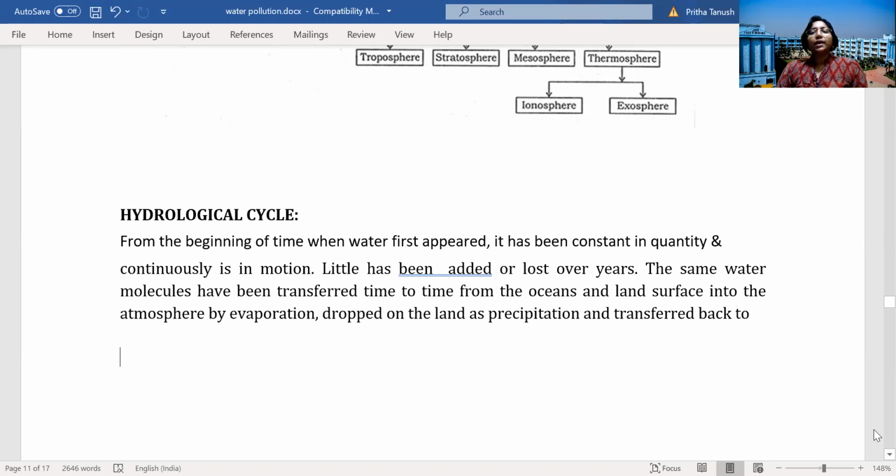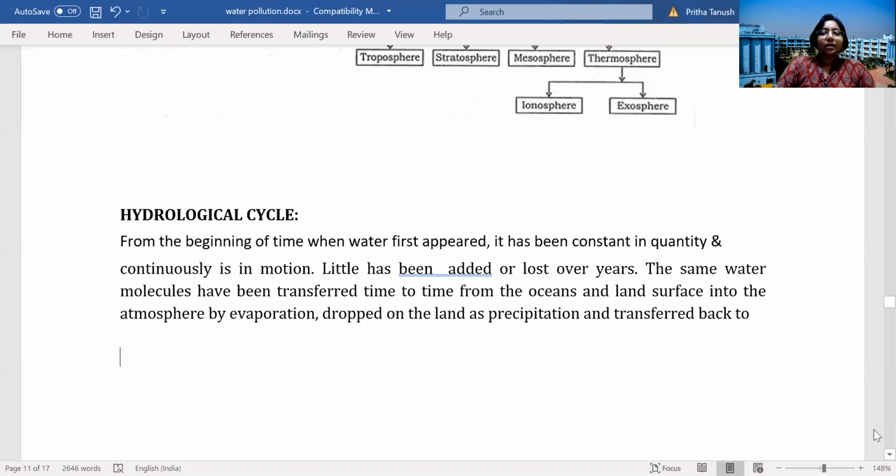Then when they are dead, that means after the death of plants and animals, their body is decomposed, and again the nitrate comes into the soil, and then by the denitrification process, again it goes to the atmosphere. So in this way, all the materials move in a cyclic way in our environment. That is called the biogeochemical cycle.